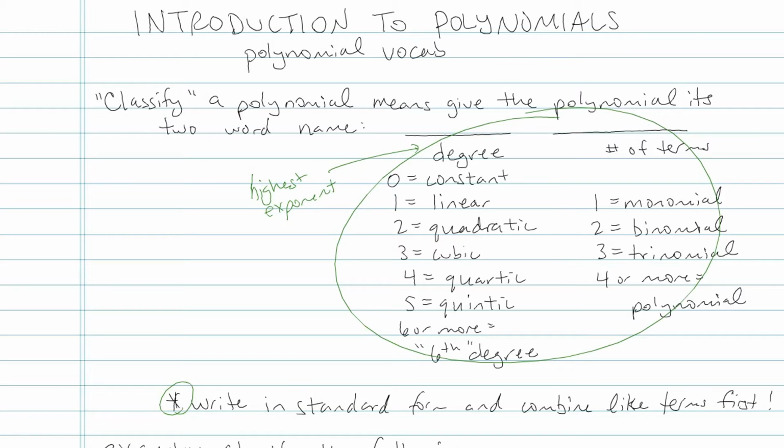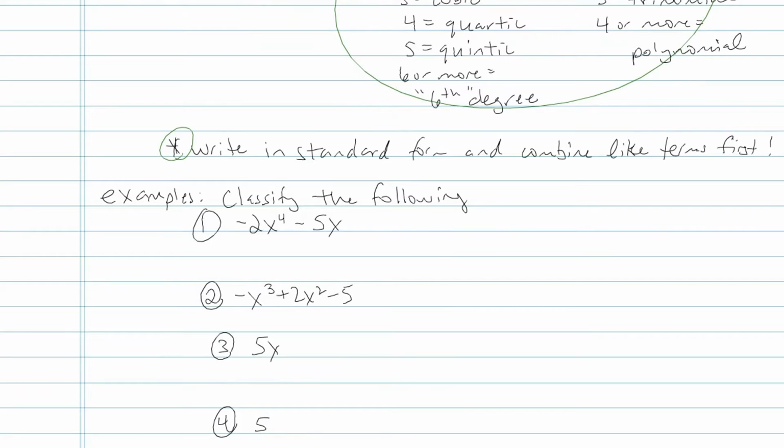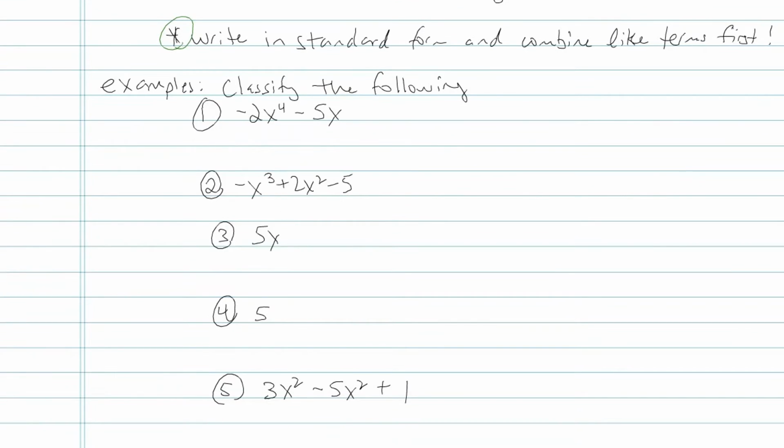So here's some examples. 1. Classify the following. Negative 2x to the fourth minus 5x. Okay, so the first thing I need to look for is the degree. That's the highest exponent, and it's 4. So I'm going to start with quartic. And then how many terms there are comes next. I have 1, 2. So it's a binomial. Quartic, binomial. They always go in that order. Degree word first, then the type by number of terms comes second.